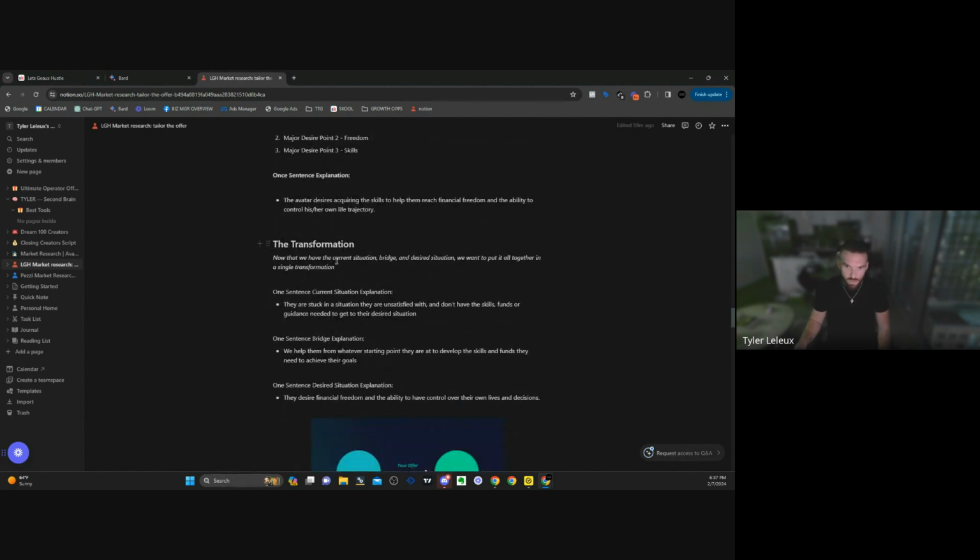Then the final step is the transformation. So now that we have the current situation, the bridge, the desired situation, we want to put it all together in a single transformation. List it out in 1 sentence, just so you have, instead of having it in your head, you have it all on a piece of paper, or in this case, Notion. They're stuck in their situation. They are not satisfied with and don't have the skills, funds, or guidance needed to get to their desired situation.